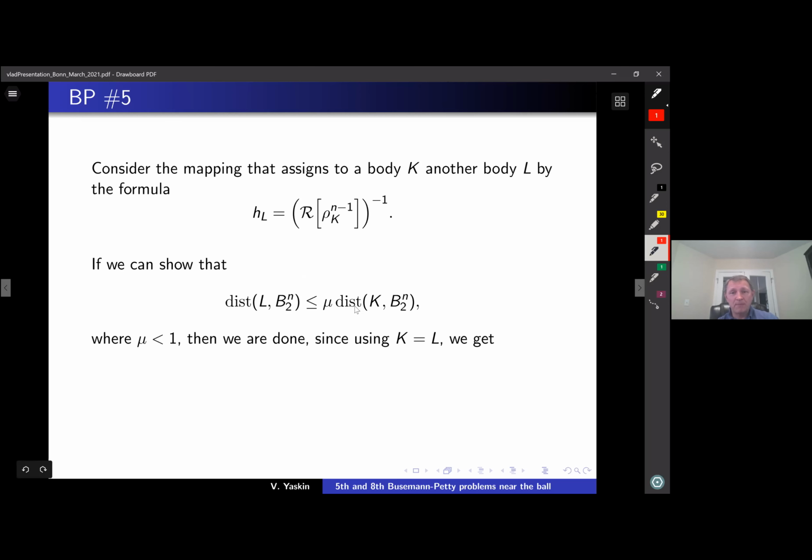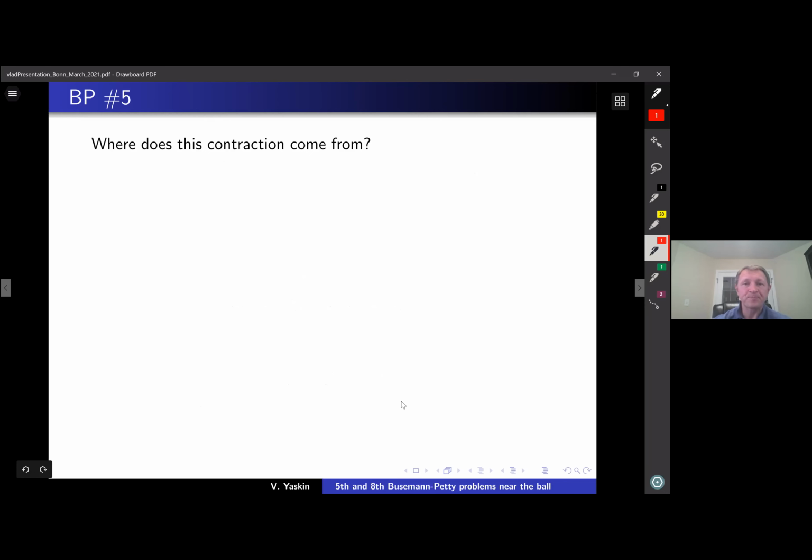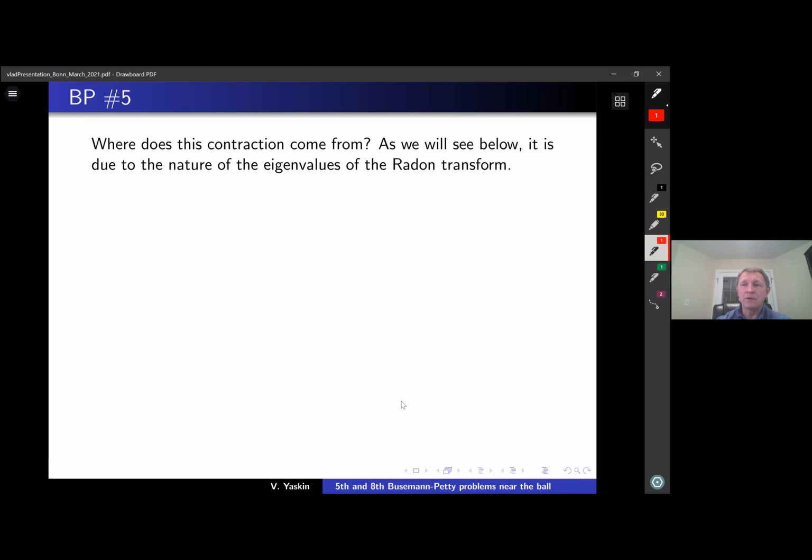Because if we use K equal to L, then we just get this condition, right? Distance from K to the ball is less than or equal to mu times the distance from K to the ball. And since mu is less than 1, this clearly implies that the distance is 0, right? This is the goal. We want to find something like this, such a contraction. Okay, our goal is to find this contraction. So where does it come from? As you'll see, it comes from the nature of the eigenvalues of the Radon transform.